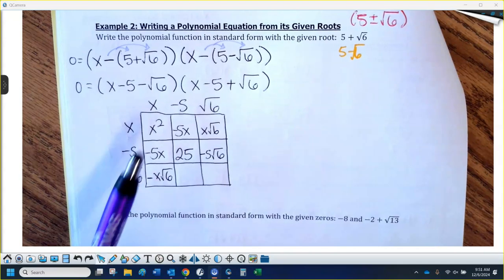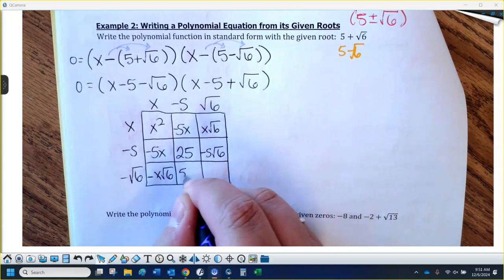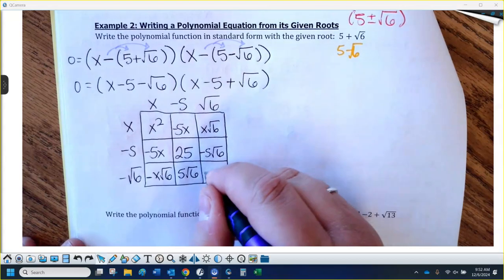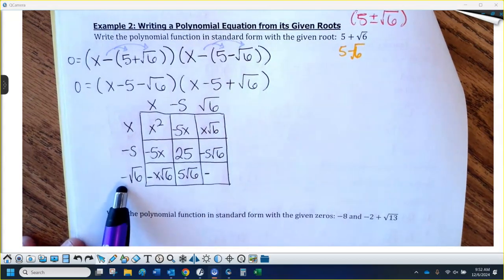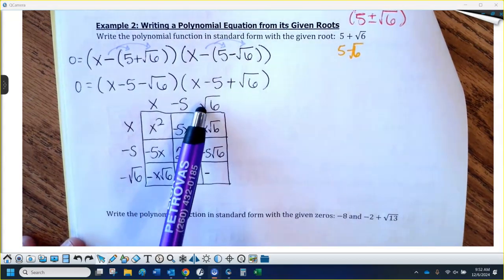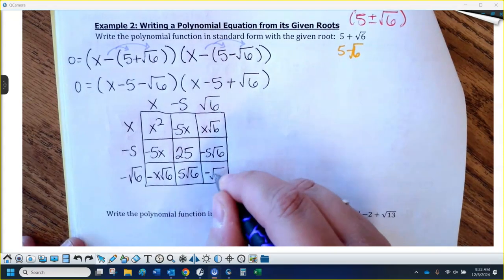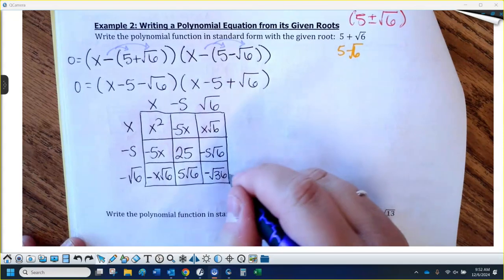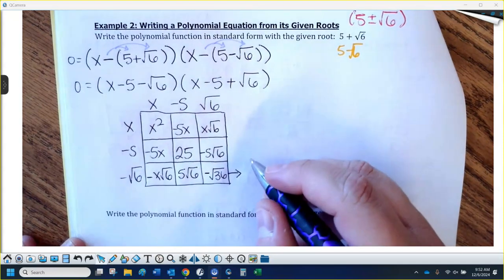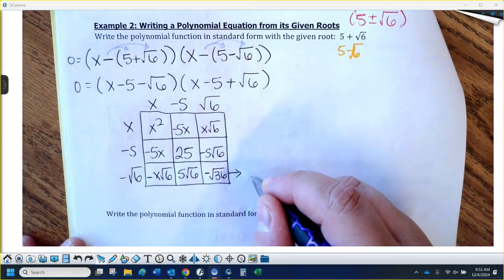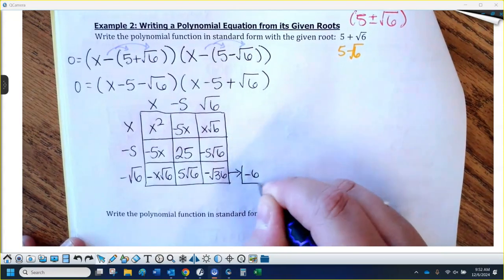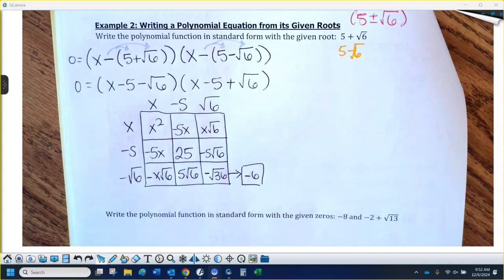Negative square root of 6 times negative 5 is positive 5 roots of 6. And then down here in the corner, not under the square root, in front of the square root, you have a negative square root of 6 times a positive square root of 6. 6 times 6 would go under the radical, which is going to be a 36. What is that bottom corner box really equal to? Hunter, what do you think? Negative 6.